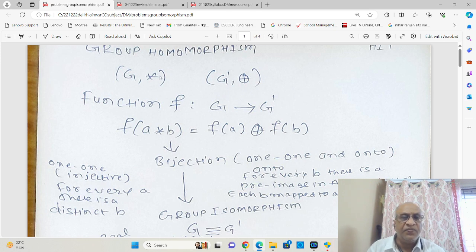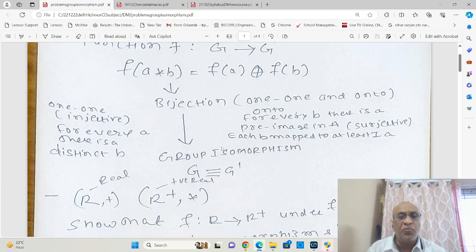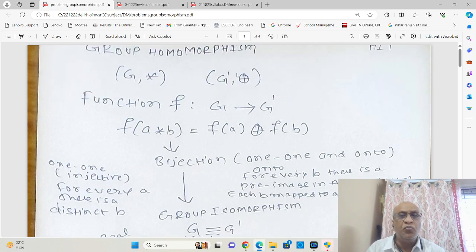So here, if it is addition on the left side, then on the right side, let us say for the other set G dash the operation is multiplication, the result will be multiplication. So this will establish homomorphism between two sets. Now, to prove isomorphism, first we need to prove that homomorphism is there. How do we prove homomorphism? Like this: f of a star b is equal to f of a binary operation f of b.